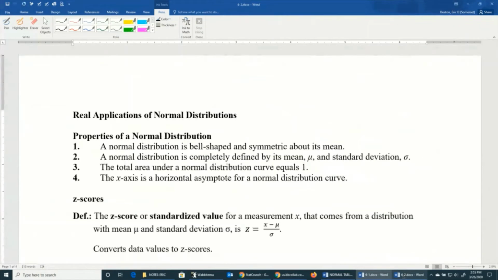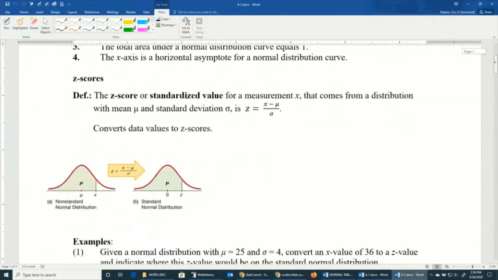Okay, now my next series of notes involve real-life situations. This is where we're going to use the z-score formula, and it does convert data values to z-scores. So everything's the same, except with the normal distribution that's not standard, we're going to have real-life numbers to use. But everything else is done the same way.